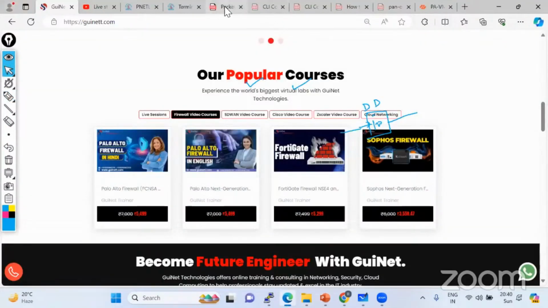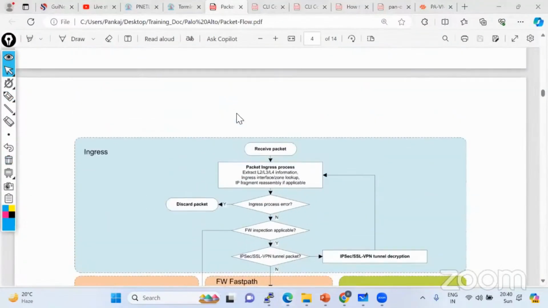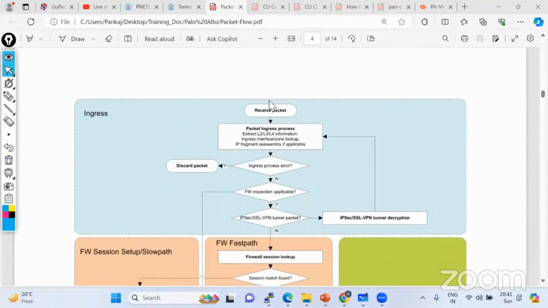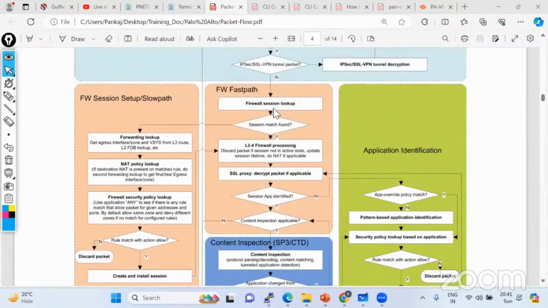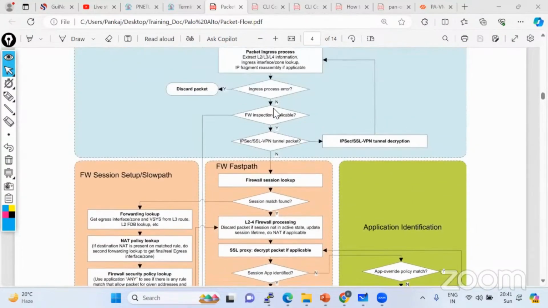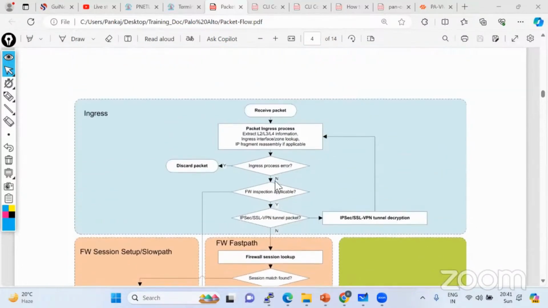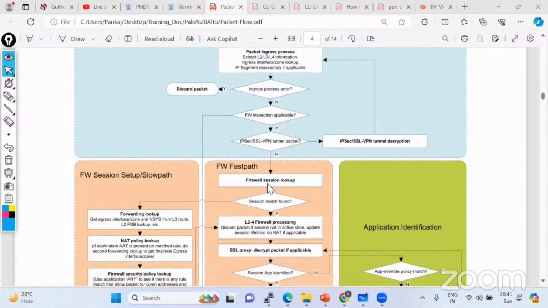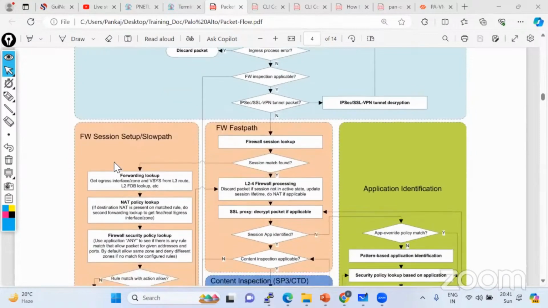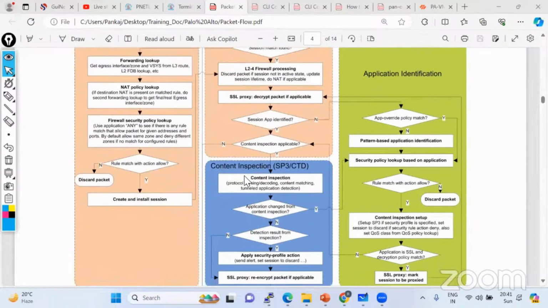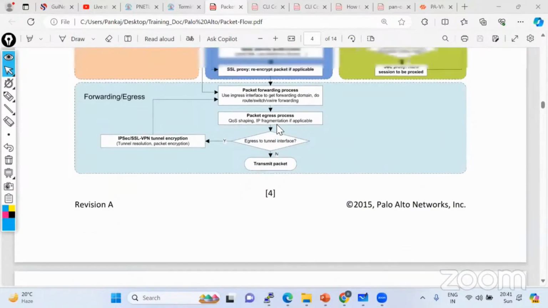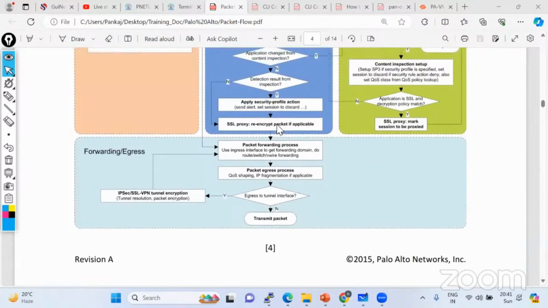Let me show you the packet flow. We have to understand this entire packet flow: when the packet is punched into the firewall interface and when it exits from the firewall interface, what all processing happens, how my packet life cycle goes, how my packet is inspected in the fast path, how it is inspected in the slow path, in the application identification, in the content inspection, and finally how my packet is forwarded out from the network.